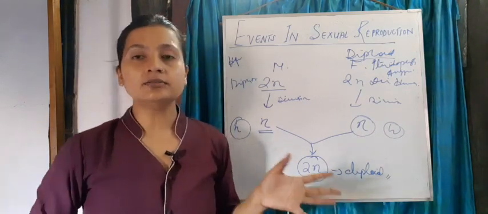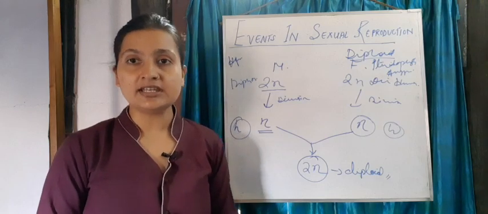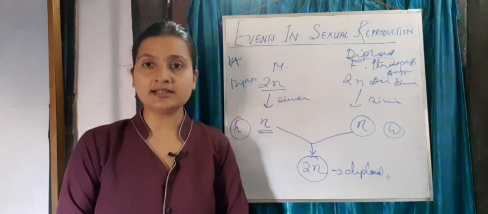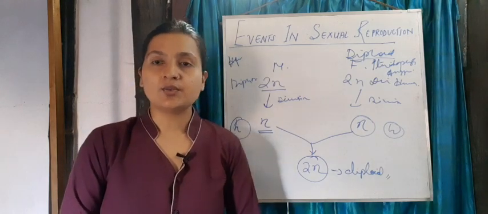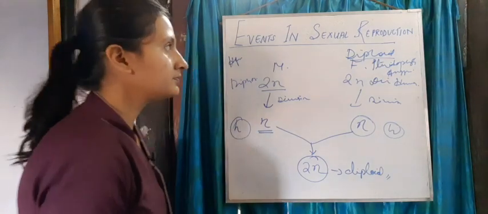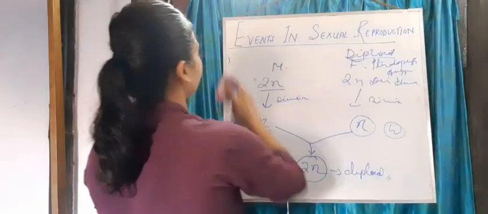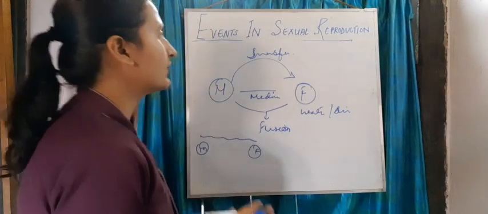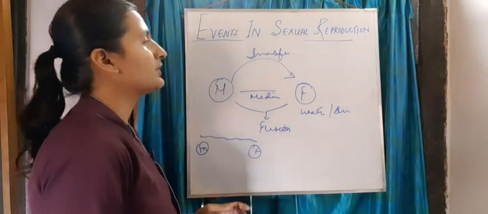So this is your pre-fertilization event, the first part, that is gametogenesis. Am I clear? So we will now start gamete transfer. The second part is gamete transfer. So students, now let us talk about how the transfer of gametes takes place.